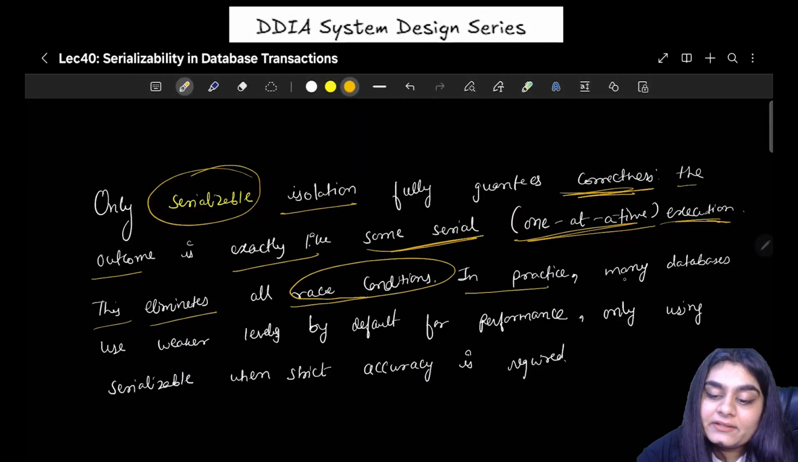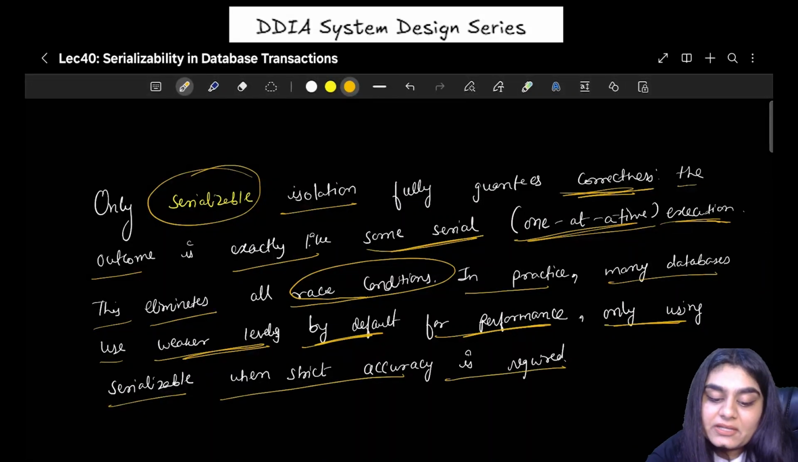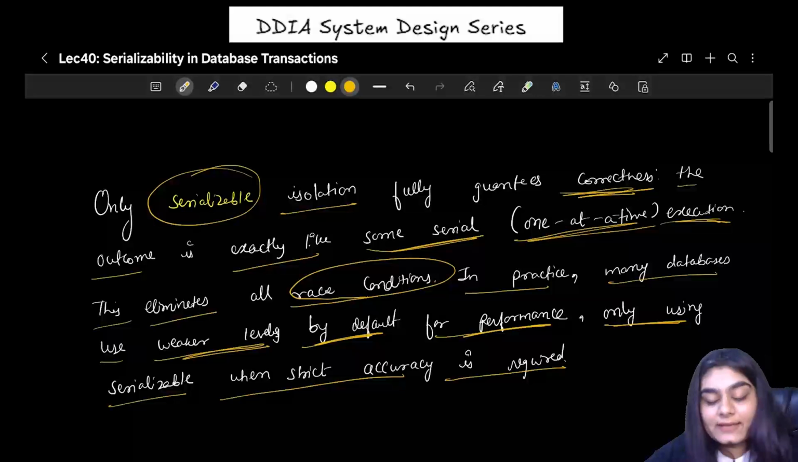In practice, many databases use weaker levels by default for performance, only using serializable when strict accuracy is required. So that means most of the databases are still using the weaker isolation level by default. But if they need it, they will go for the serializable isolation.